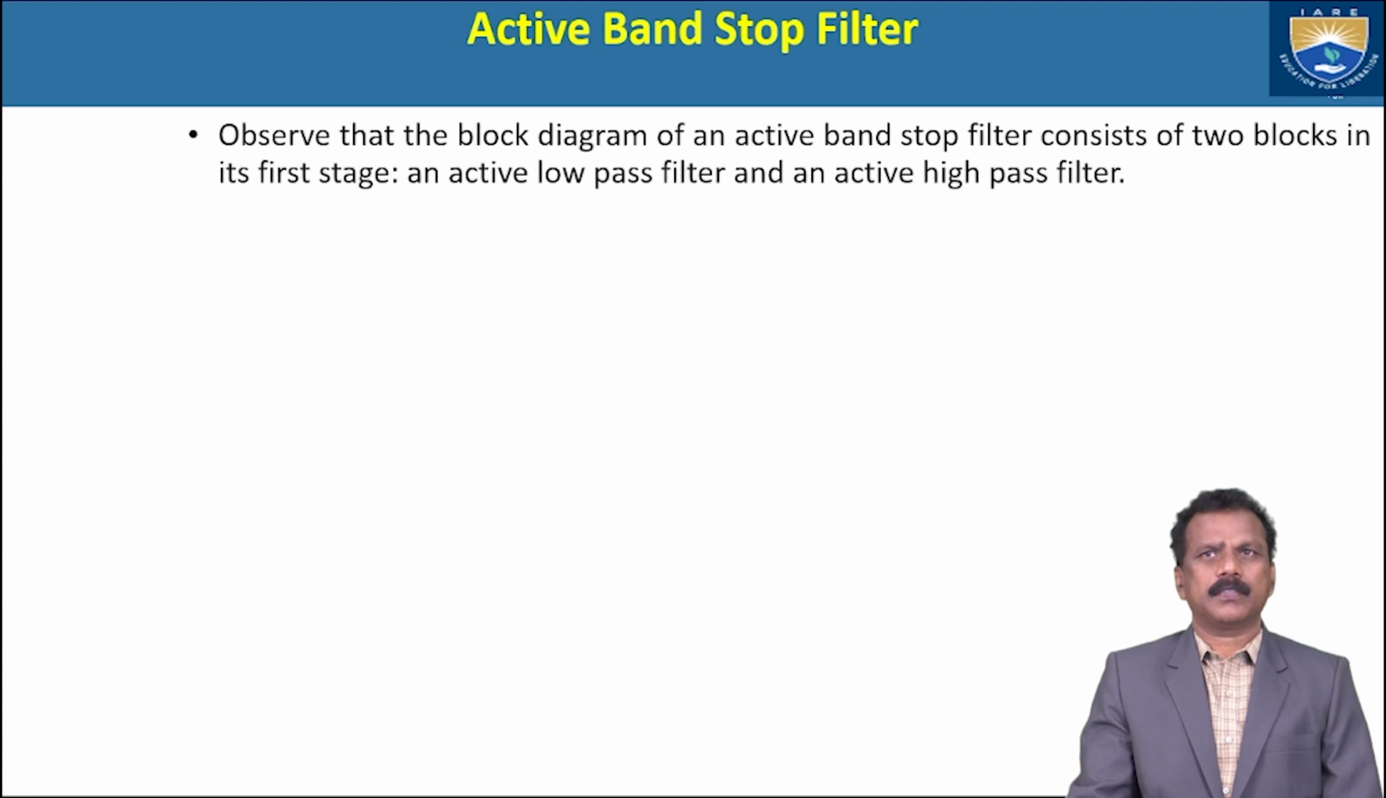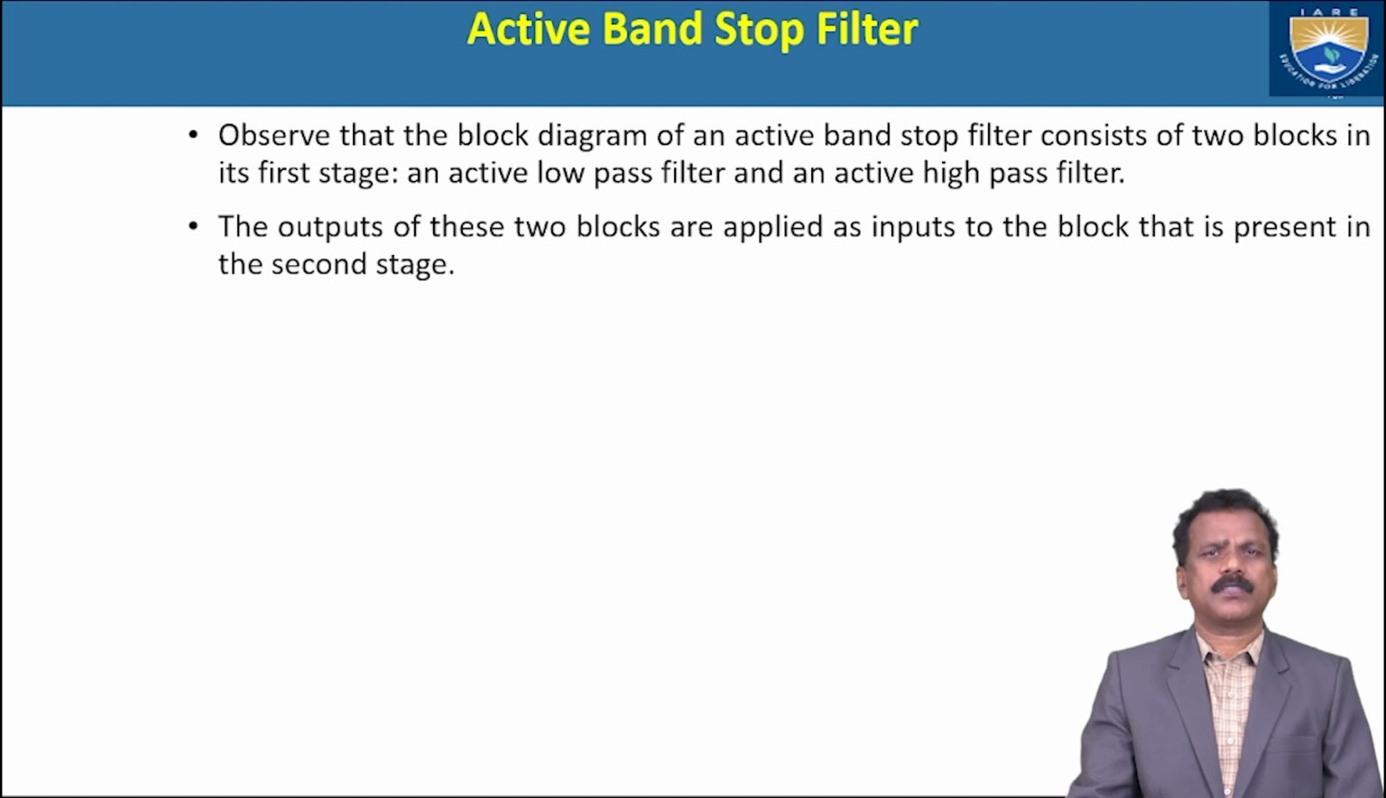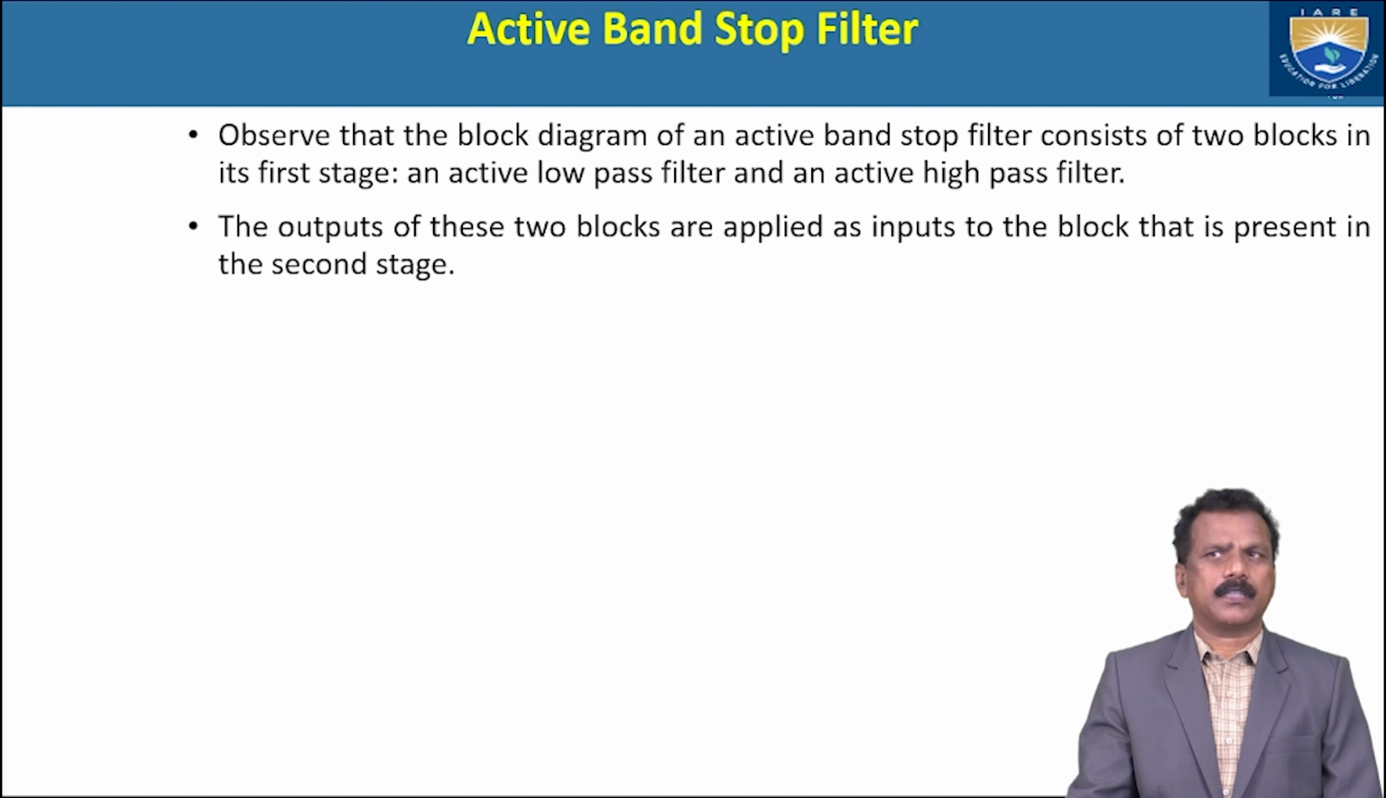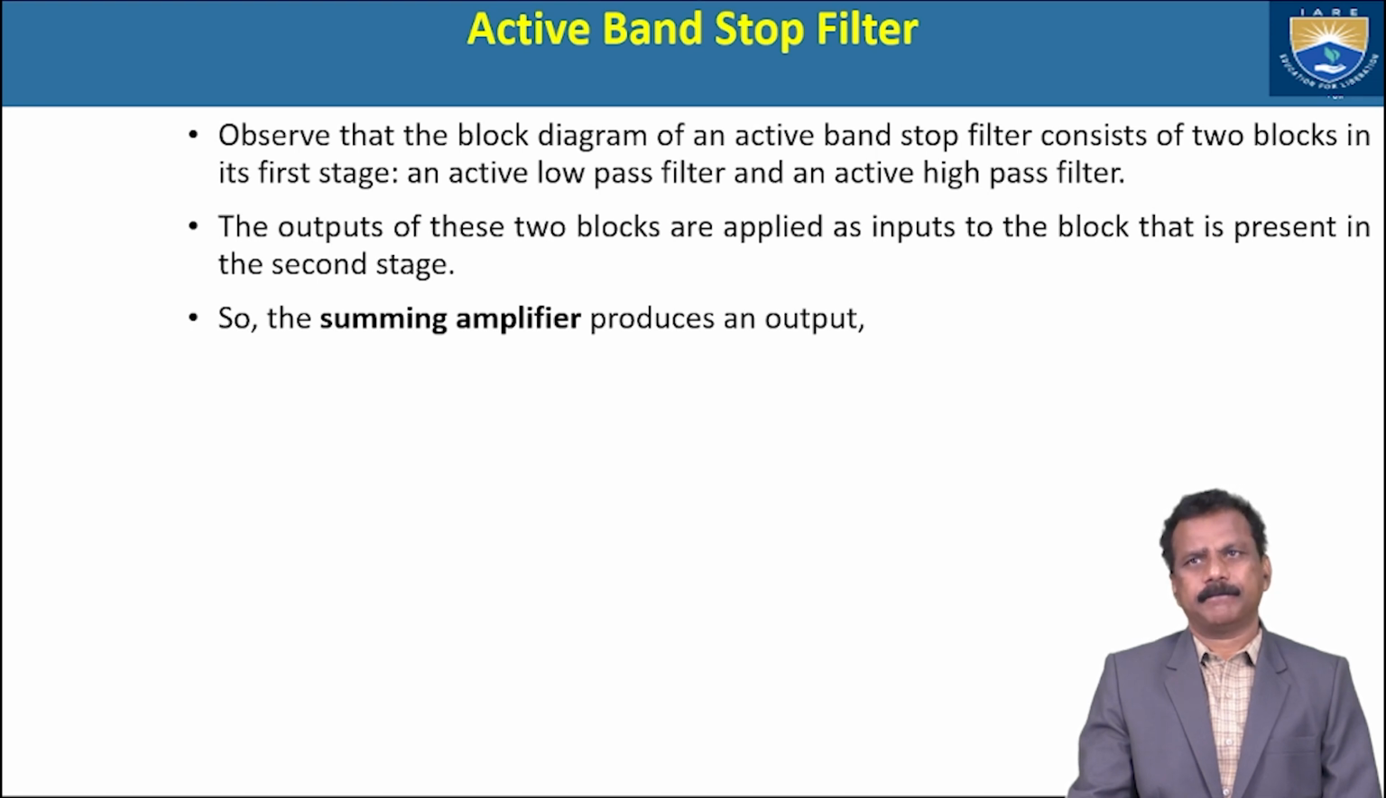So observe that this block diagram, as with the previous diagram of an active band stop filter, consists of two blocks. In its first stage, an active low pass filter and an active high pass filter. The outputs of these two blocks are applied as input to the block that is represented in the second stage. So the summing amplifier produces an output.